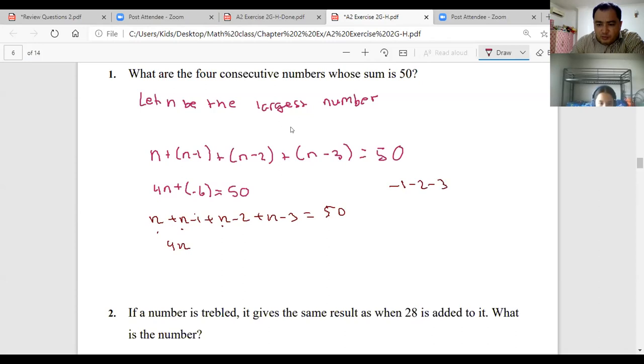What is the common factor? Negative 1. Take minus out. So here we have 1 plus 2 plus 3. That's equal to minus, 1 plus 2 plus 3 is 6. So here we have minus 6 equals 50.